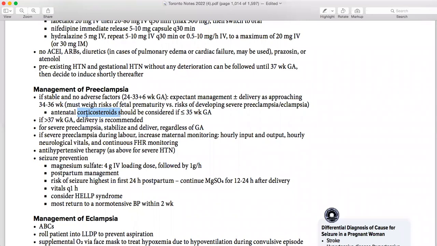So if more than 37 weeks, obviously delivery is going to be recommended. For severe preeclampsia, stabilize the mother regardless of the gestation.